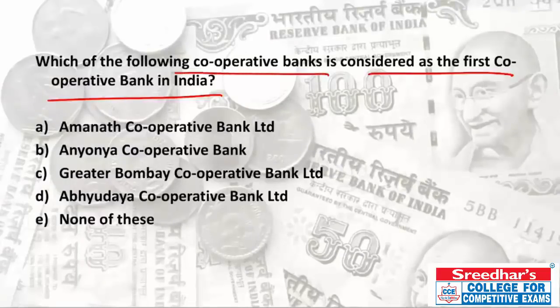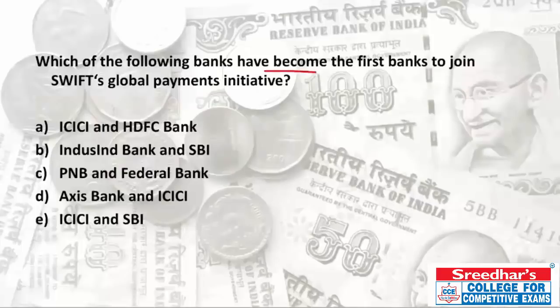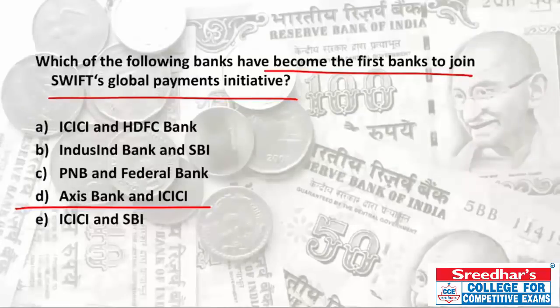Which of the following cooperative banks is considered the first cooperative bank in India? It is Anyonya Cooperative Bank. Which of the following banks have become the first banks to join SWIFT's Global Payments Initiative? It is Axis Bank and ICICI. This is to increase their international businesses. Axis Bank and ICICI have signed with the global payments leader. SWIFT is also a payments company. So ICICI and Axis have signed with the global leader SWIFT.